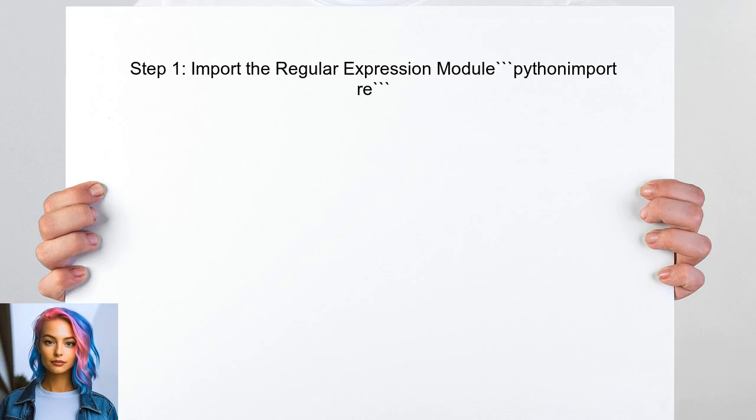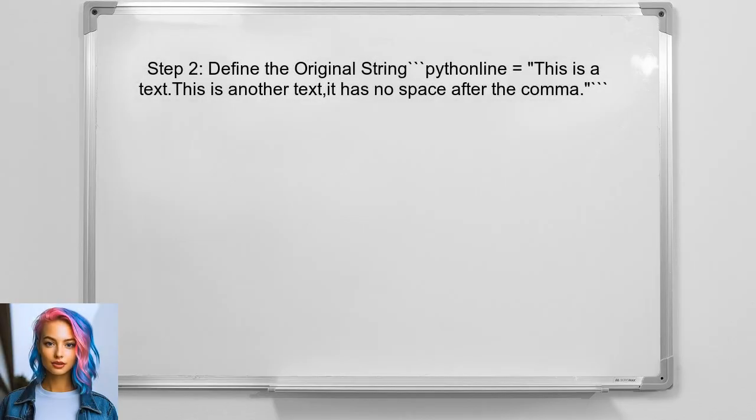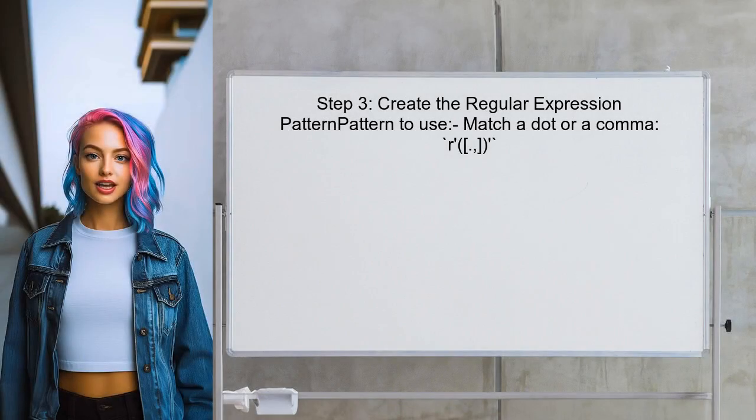This module will allow us to work with patterns in strings effectively. Next, the user needs to define the original string that contains the text. This is the string we will be modifying to add spaces after the dots and commas. Now, the user can create a regular expression pattern that matches both dots and commas. This pattern will help us identify where to add the spaces.